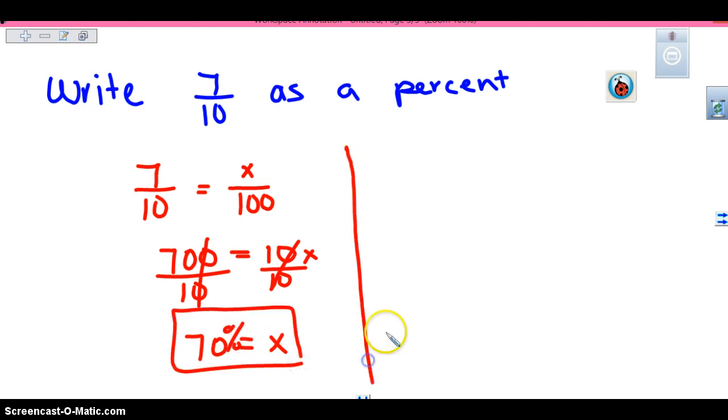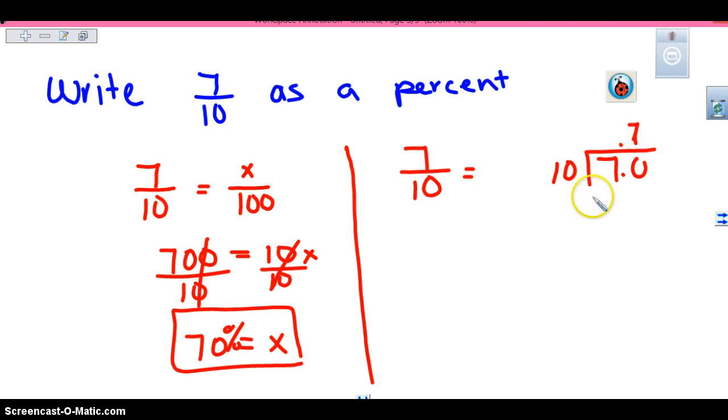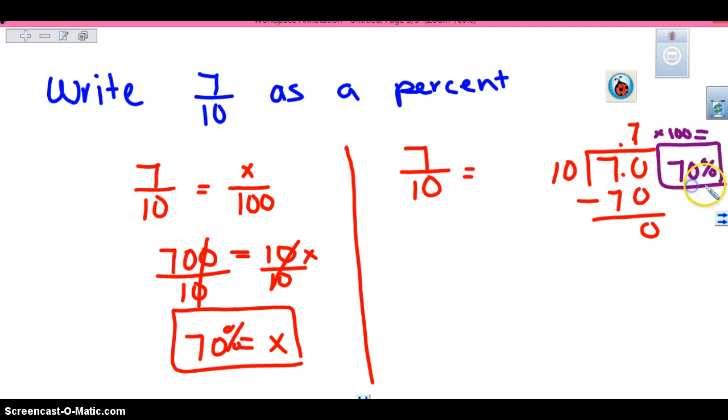This is one way. We can also say, if we want 7/10 as a percent, we can take 7 divided by 10, add a decimal. 10 goes into 7 zero times, 10 goes into 70 7 times. 7 times 10 is 70. And we've got 0.7. To change this to a percent, we would have to multiply times 100. And that would equal the same 70%.